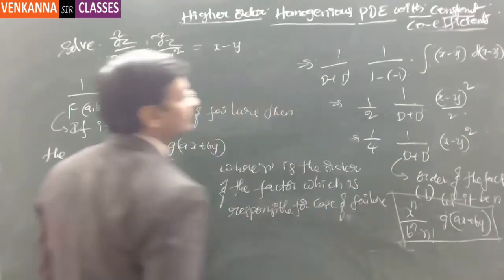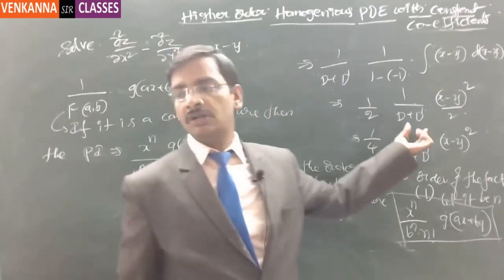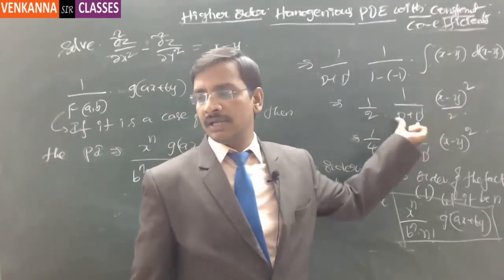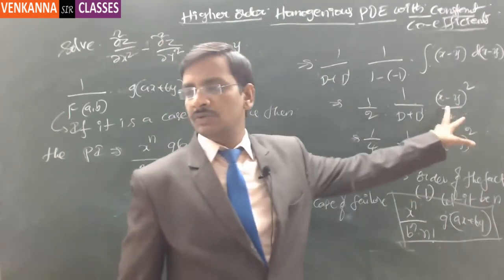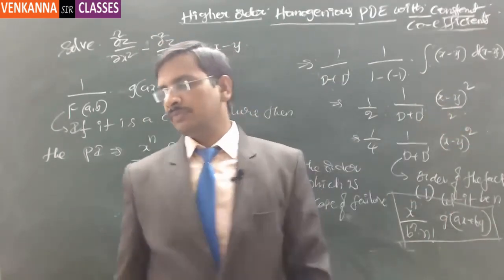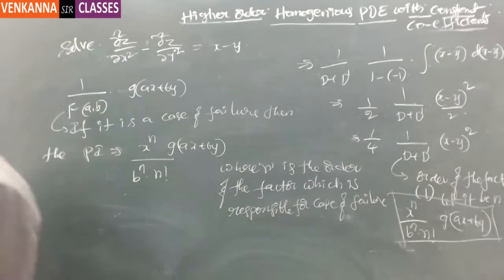So in this case, d plus d dash is a first order factor, right? So hence n is equal to 1. Got it? b is minus 1, which is the coefficient of y. Yeah. So this is how you can apply it in case of failure.